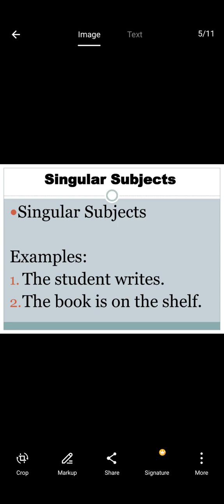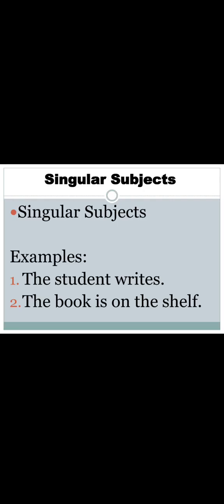Now the singular subjects. For example, the student write is wrong. The student writes, because the student is third person singular. In simple present tense, third person singular always takes s or es in the main verb. Means he, she, it takes the main verb in s or es form. So the student writes is correct.